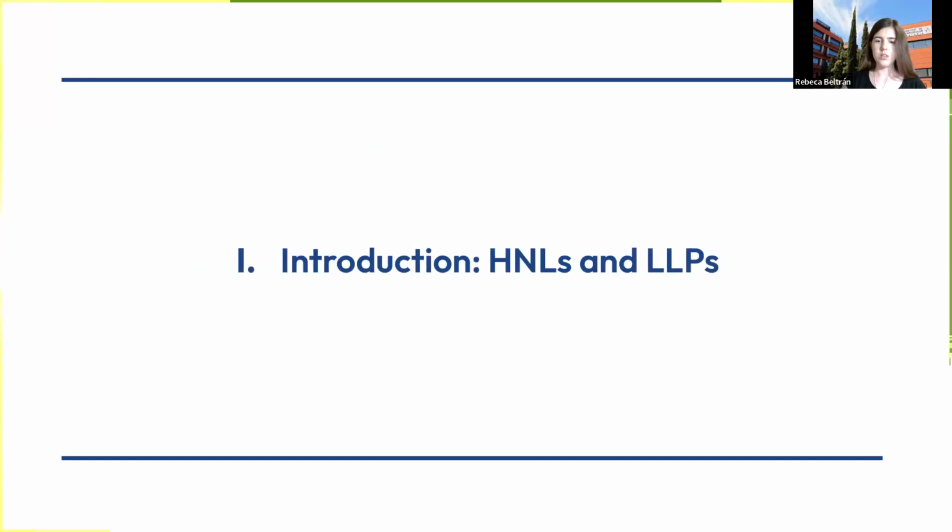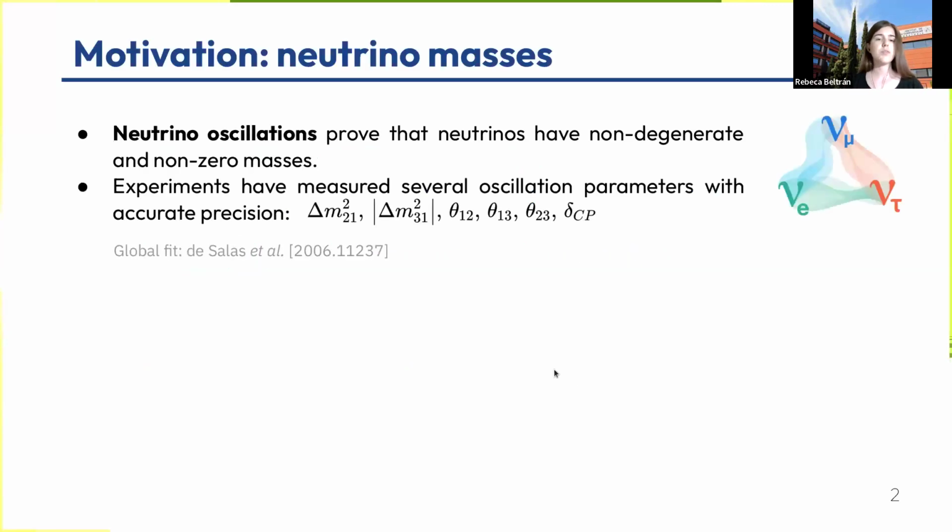Okay, so yeah, the discovery of neutrino oscillations just 25 years ago revolutionized our understanding of neutrino physics by proving that neutrinos have non-zero masses and exhibit a mixing pattern. So this breakthrough led to an extensive experimental program that has precisely measured these oscillation parameters. So these include two mass square differences and three mixing angles.